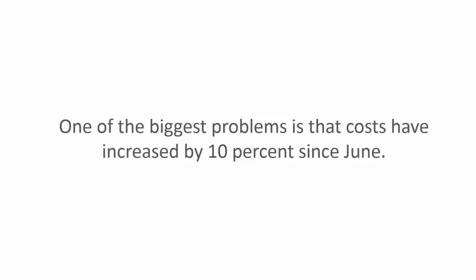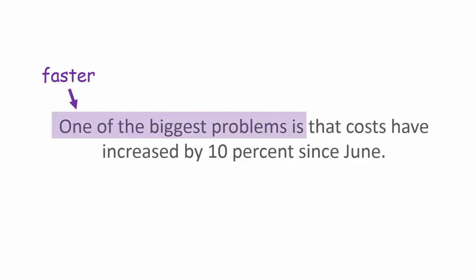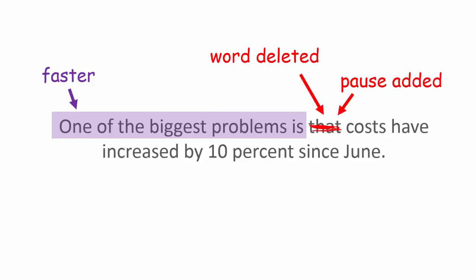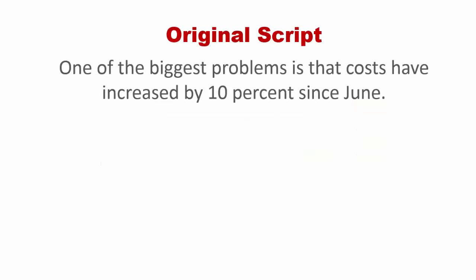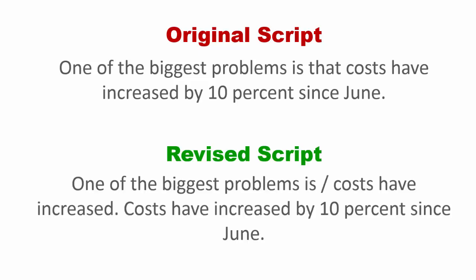First, I changed the script. And second, I used word stress. So let's take a look at that. This first phrase was much faster than the original. I deleted this word and I used a pause instead. This phrase here was repeated. Here's the original script. And this is how I changed the script.